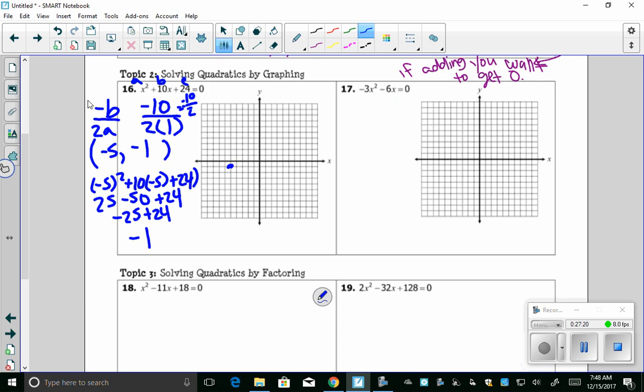Okay? From here, if you want to create a chart, you can. I am running out of room, so I don't have a lot of space for my chart. So I'm going to put it over here, and then when I get to that problem, I'm going to erase it. So I'm going to put my vertex in the middle of my table. Negative 5, negative 1. One number, sorry, I'm going backwards.